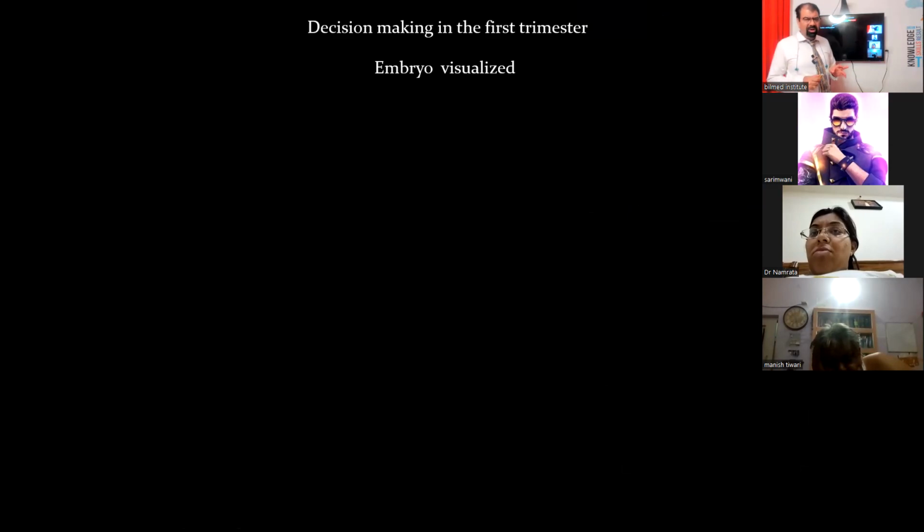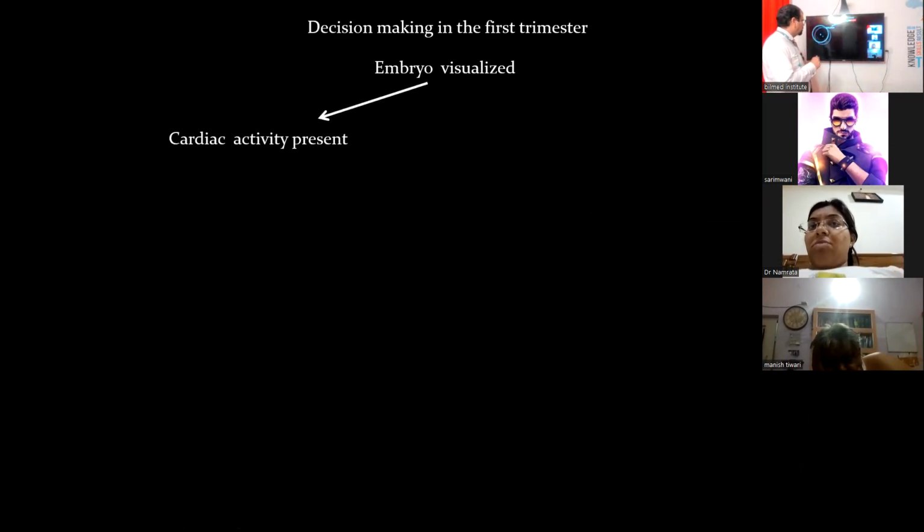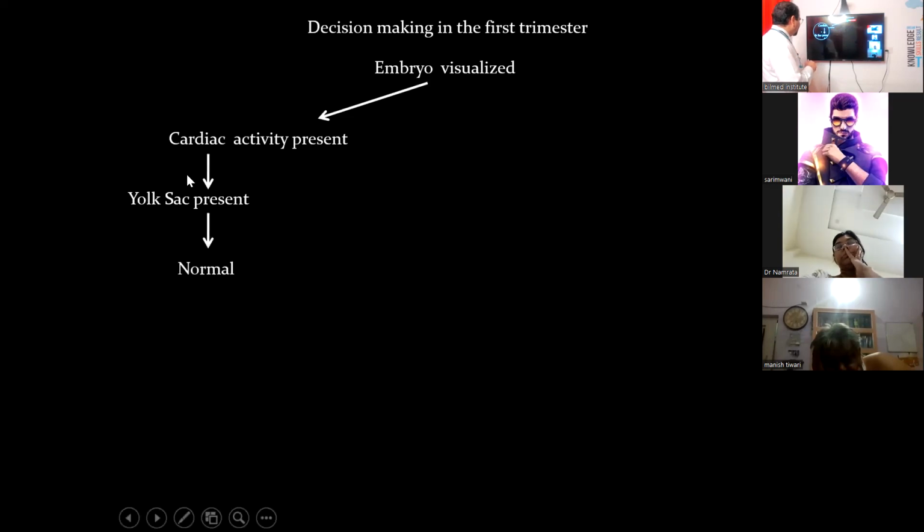First, if the embryo is visualized, what is the status of cardiac activity? If cardiac activity is present, then the next point is: what is the status of the yolk sac? Is the yolk sac present and normal?